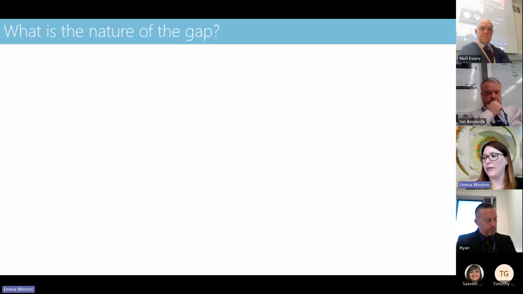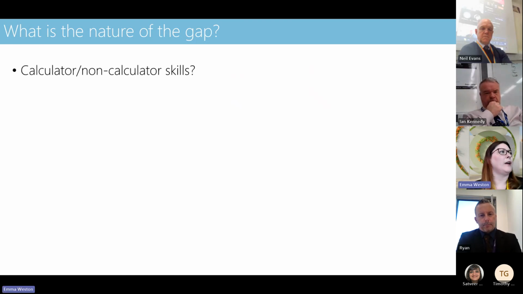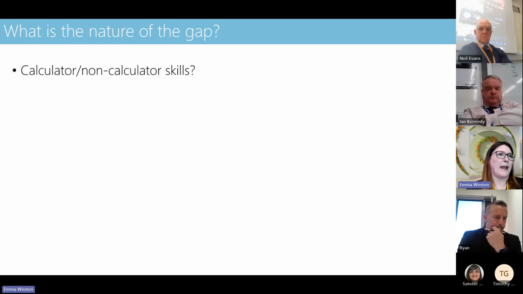So let's think about what the nature of the gap could be, because we've said that we need to be really targeted and we can't intervene on everything. Our approach might differ depending on what the nature of the issue is, but also on how widely it applies. So thinking quite broadly first, when we look at our mock data, is there a clear gap between calculator and non-calculator papers? And that gap could go either way.